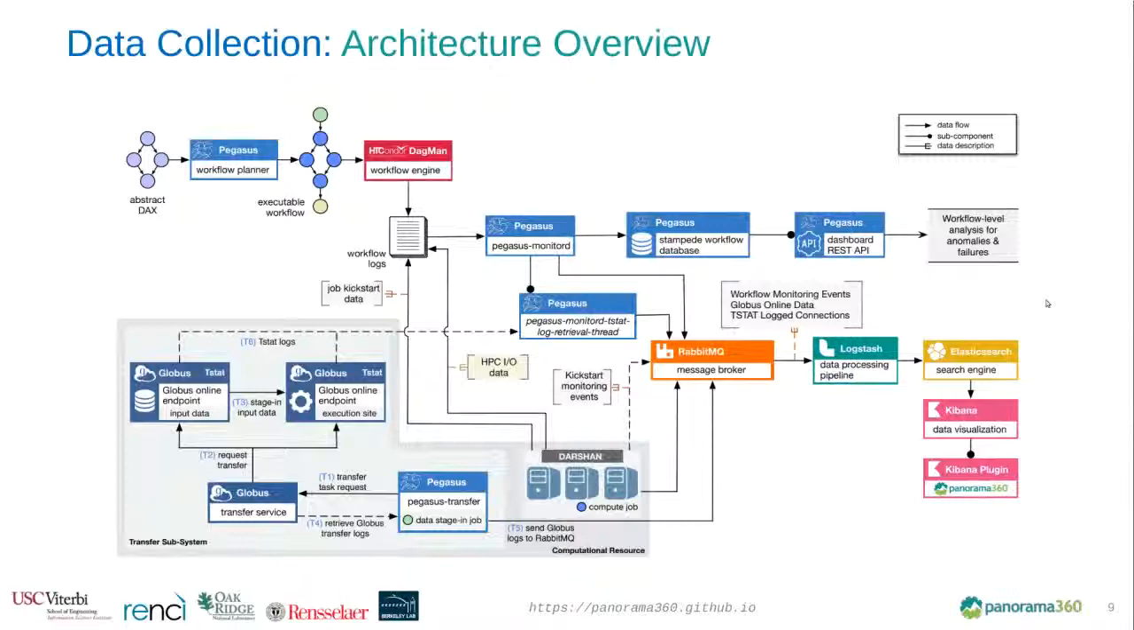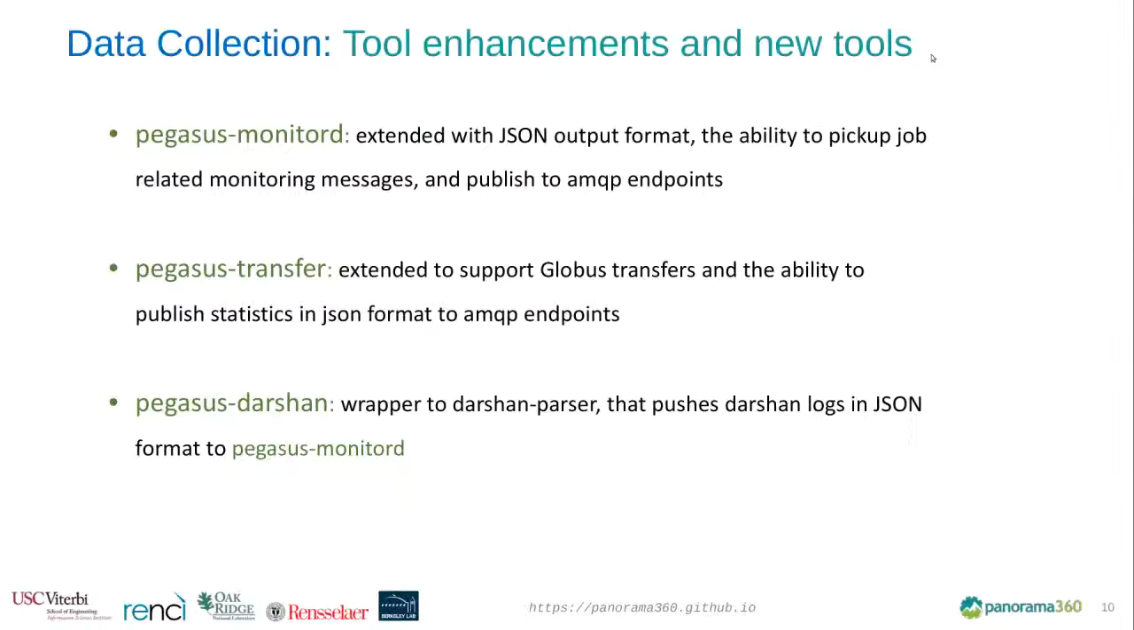In order to provide this functionality, we had to extend some of the tools already existing in Pegasus, and we also added a couple more. Pegasus Monitord was extended with support for JSON and publishing events to an AMQP endpoint. Pegasus Transfer was extended to support Globus transfers, collect data from the Globus service, and publish it to an AMQP endpoint. And we added a new tool called Pegasus Darshan, which acts as a wrapper on top of the Darshan parser. It translates the binary format of the Darshan logs to JSON format.